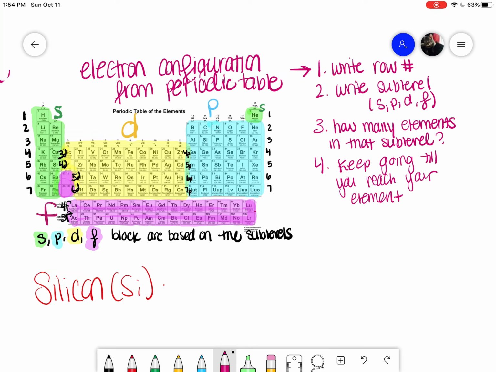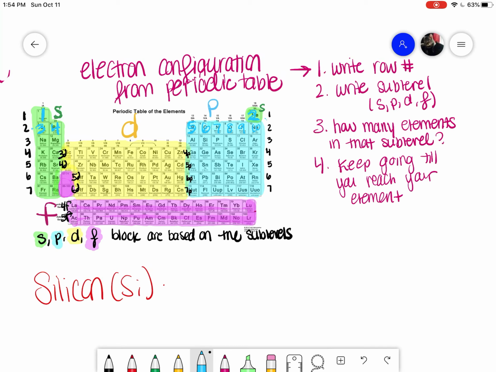And so hydrogen has 1 electron. This would be 2 electrons for helium. Lithium has 3, 4 for beryllium, 5, 6, 7, 8, 9, 10. Those electrons are the same as your atomic number. And so when you're going through each element, you're essentially just adding on another electron because they go in order.